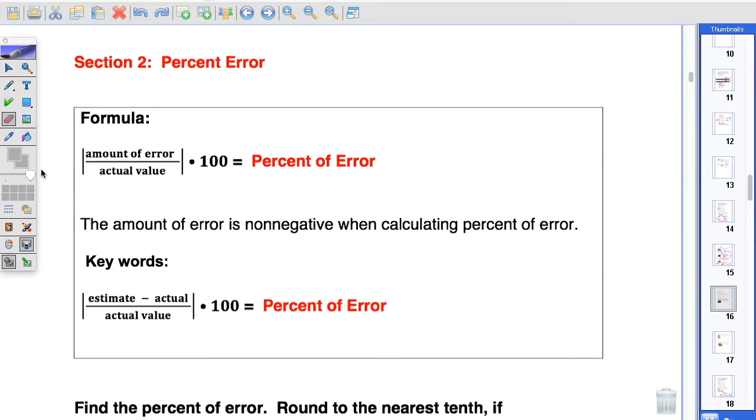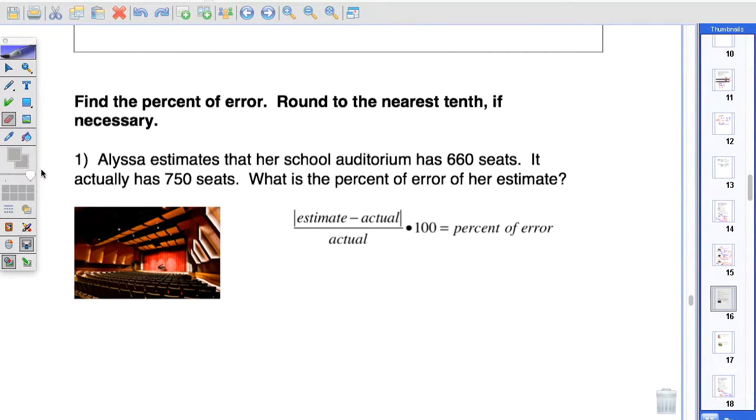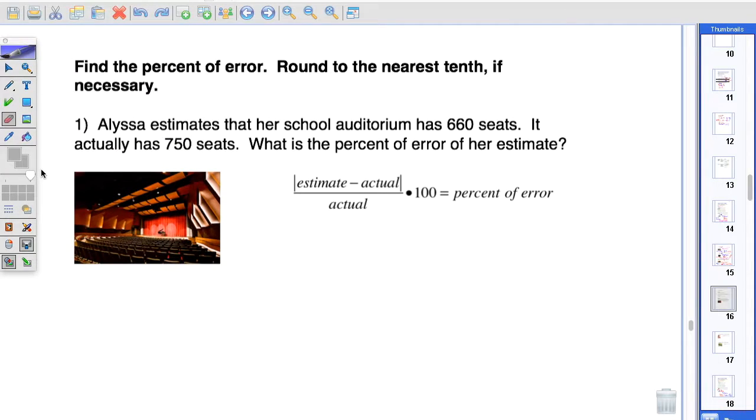Section 2, percent of error. The formula is the amount of error divided by the actual value. Take the absolute value of it, multiply by 100, and that gives you the percent of error. The keywords: you take your estimate minus your actual, divide by the actual, take the absolute value of it, because it's non-negative, multiply by 100, and it gives you your percent of error. Find the percent of error, round to the nearest tenth if necessary.